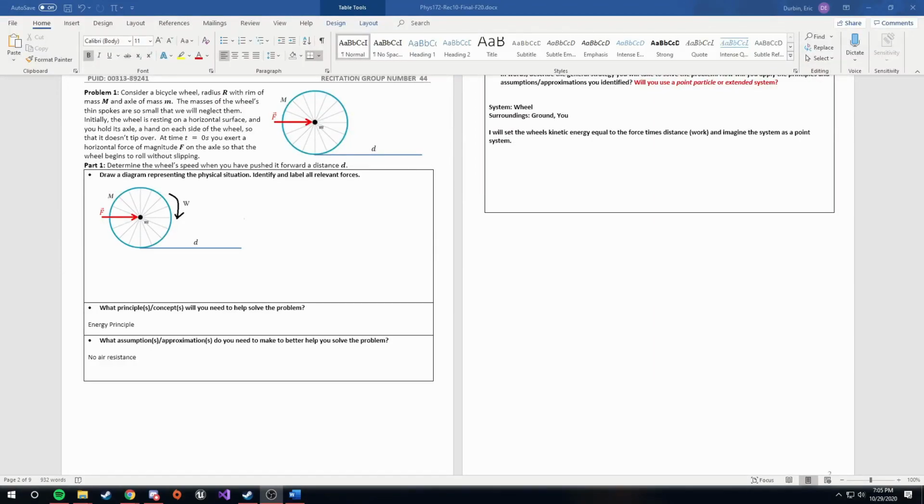Okay. Yep. So, physics problem. It's a wheel that's rolling without slipping. What's the speed after you pushed it?